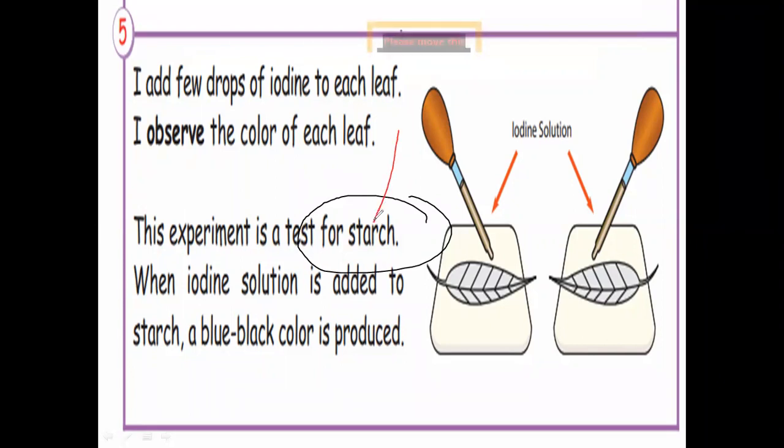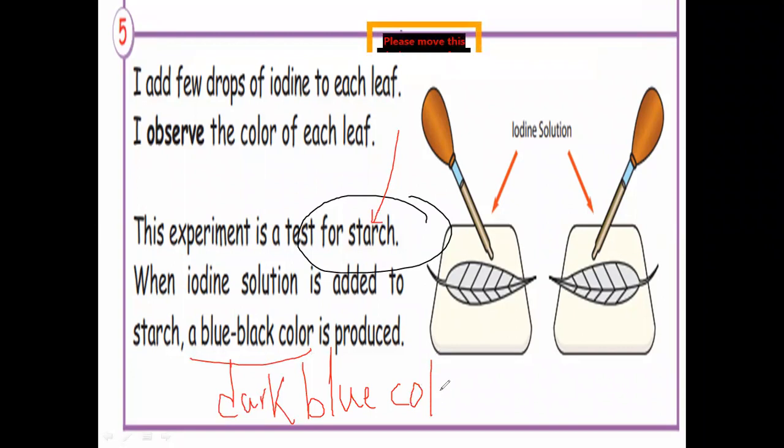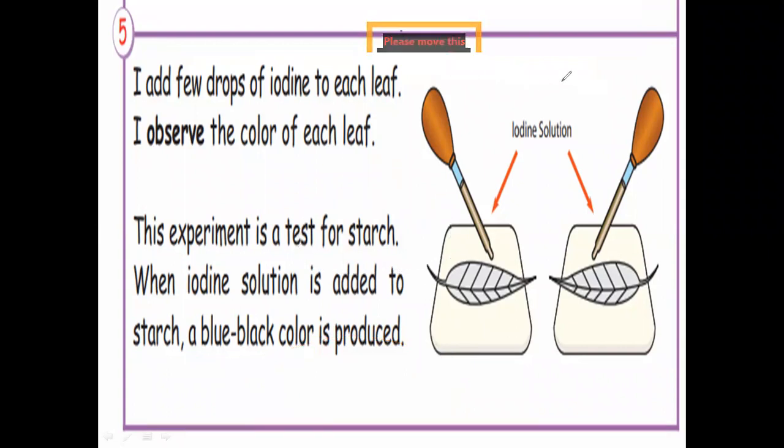To test for starch. If we have starch, we will have blue-black, or it's called dark blue, color obtained. If there is no starch, there is no dark blue color. So this is the objective, the aim of the iodine test.